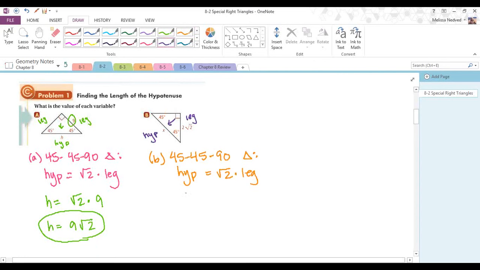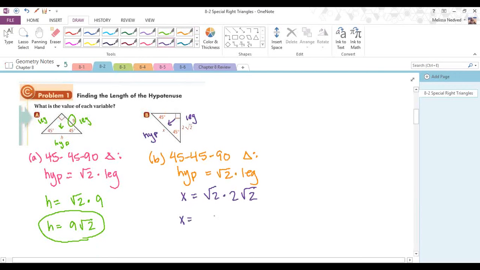So I'm going to substitute hypotenuse for x, square root of 2 times the length of my leg, 2 root 2. Okay. Now hopefully you're looking at that and you're saying, hey, I should never have two radicals being multiplied by each other because that can be simplified. So I'm going to keep working on some simplification here.